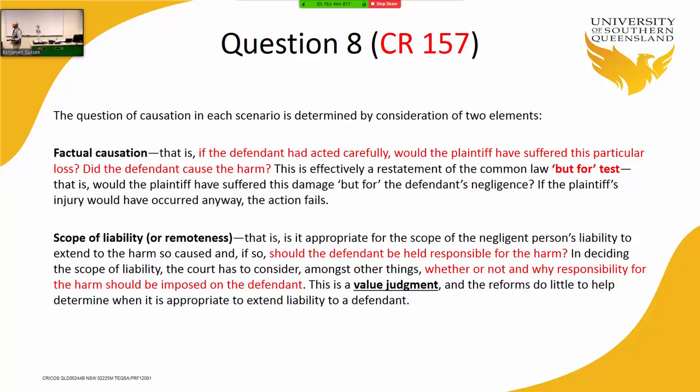So the factual position, you ask if the defendant, i.e. the thief, had acted carefully, would the police have suffered this particular loss in terms of the tree falling on their car? Did the thief cause the harm? Did the thief cause the damage to the car?